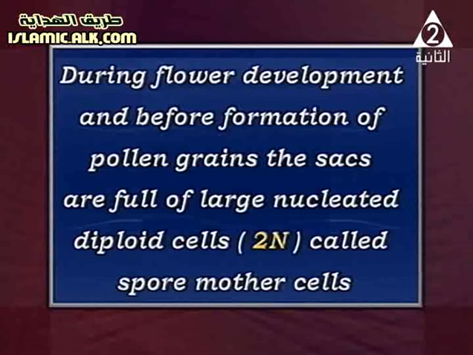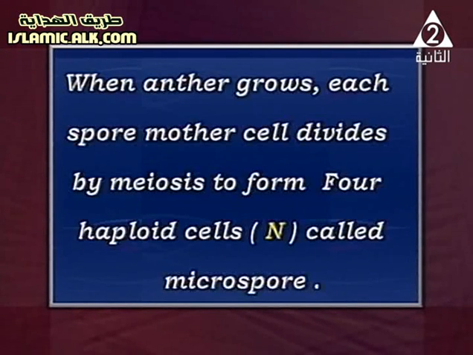They are called spore mother cells, and they are nucleated. They are diploid cells. After that, when the anther grows and becomes mature, it is prepared well for reproduction. Each spore mother cell is 2N, diploid. They divide by meiosis to form what?